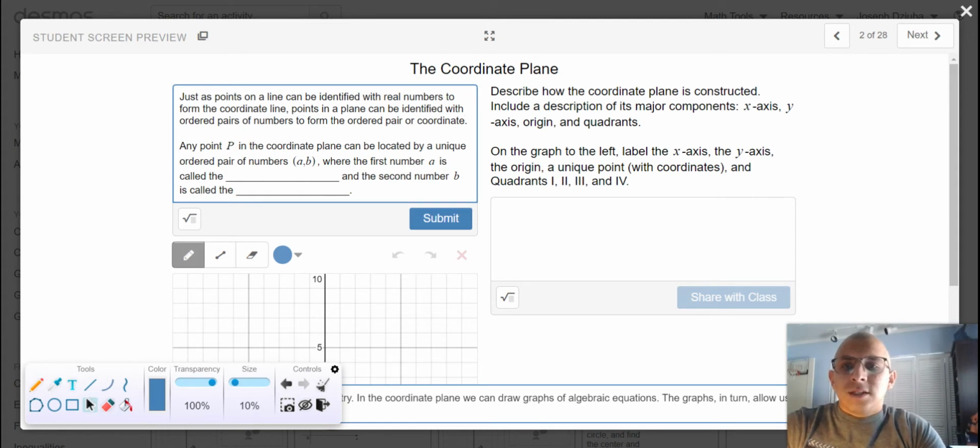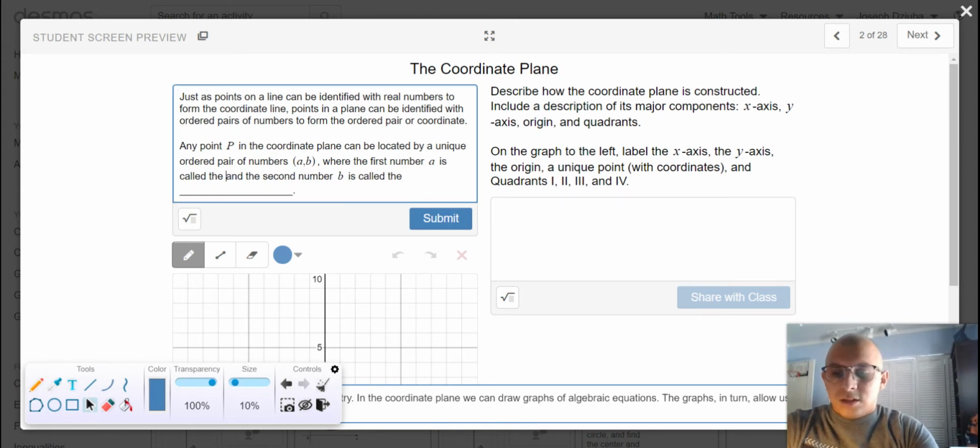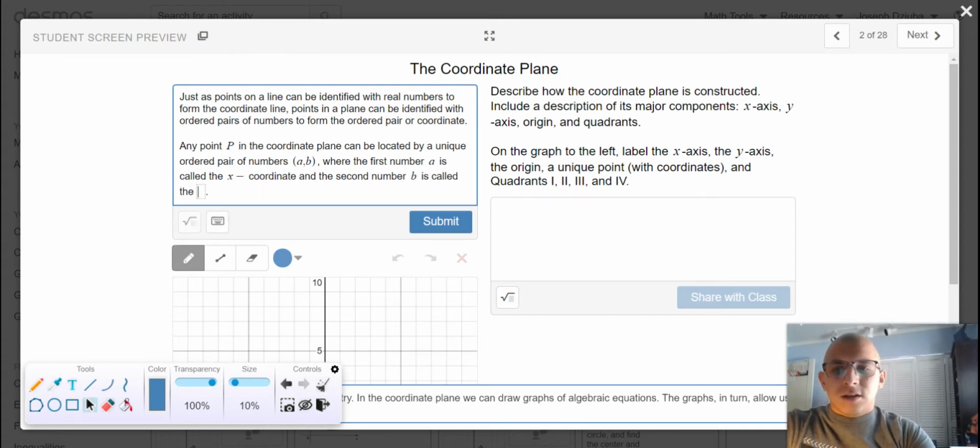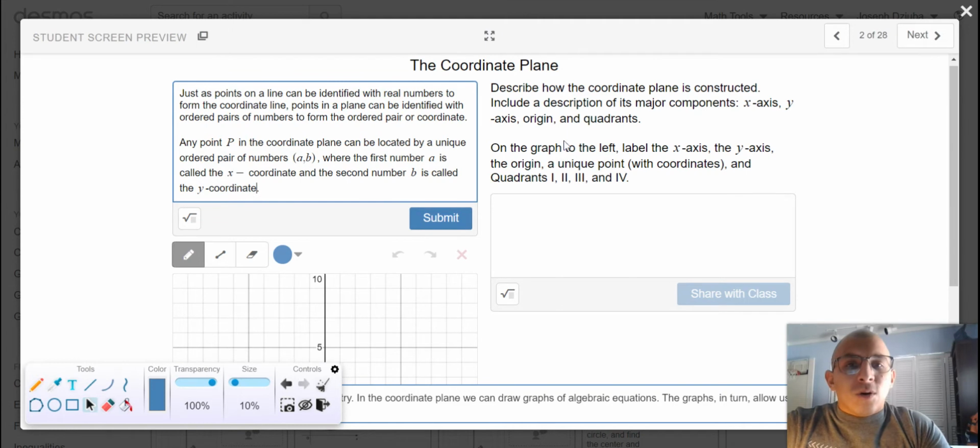Any point P in the coordinate plane can be located by a unique ordered pair of numbers, (A, B), where the first number A is called the x coordinate, or I'm missing an R. Man, rough day. And the second number B is called the y coordinate.